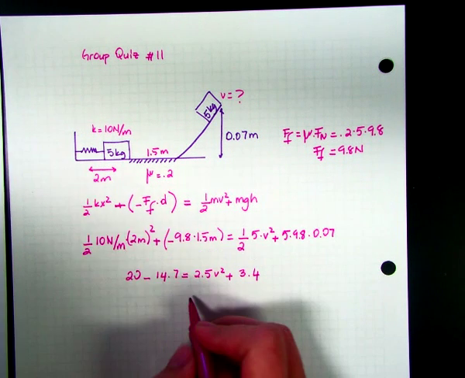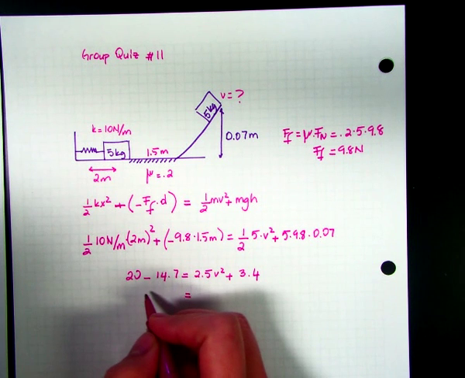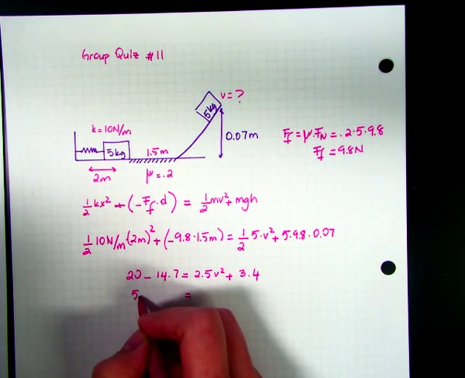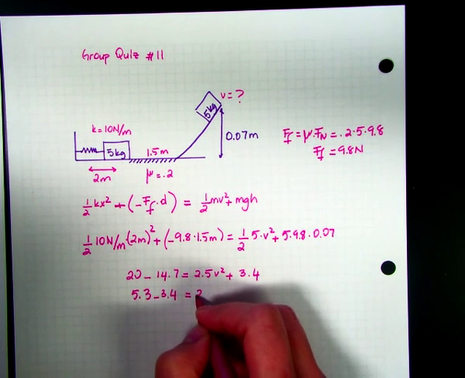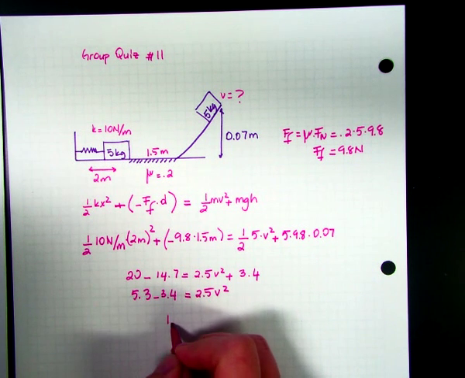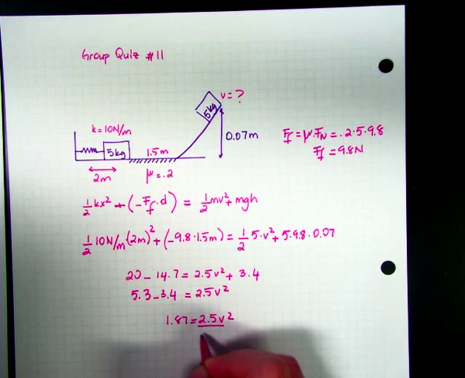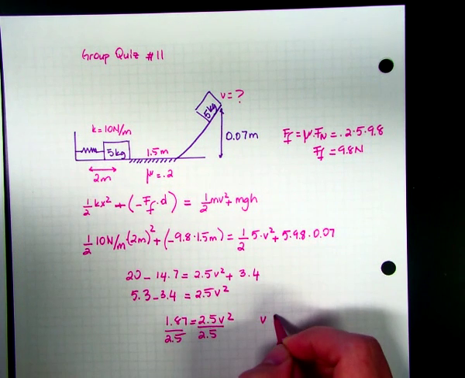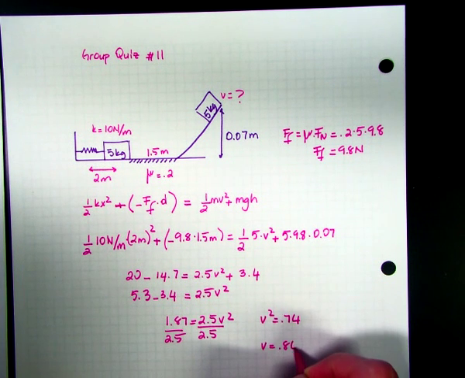When you solve this equation, it becomes 5.3 minus 3.4 is equal to 2.5 v squared, and then 1.87 is equal to 2.5 v squared. You divide both sides by 2.5, and you get v squared as 0.74, and then v is 0.86 meters per second.